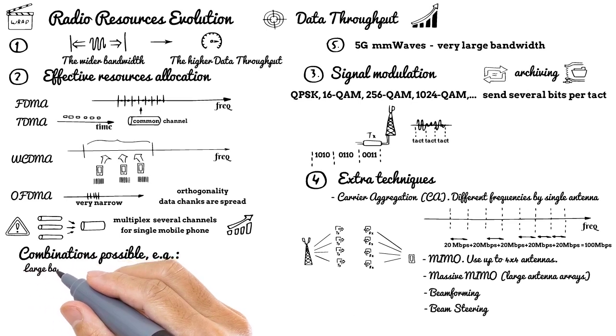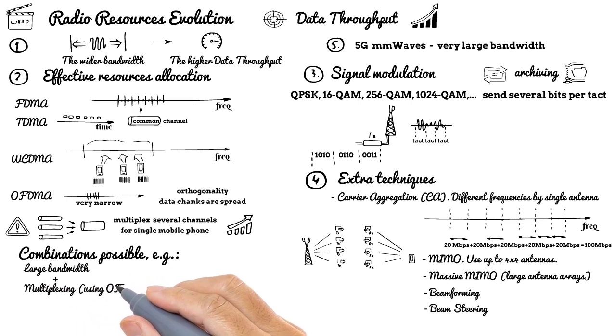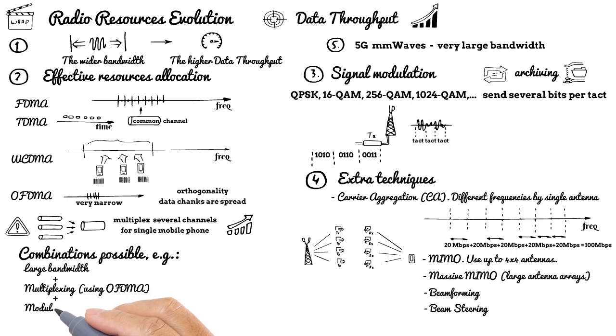I also want to emphasize that all these items may be used in combination. We can have very large radio channel bandwidth on 4G and 5G radios, and at the same time we can multiplex resources within our resource allocation technique, like OFDMA. We can use advanced modulation like 256 QAM to increase throughput several times on top of that. We can also use MIMO in 4G or massive MIMO in 5G, which also can improve end-user throughput.